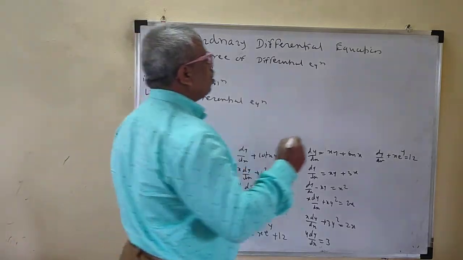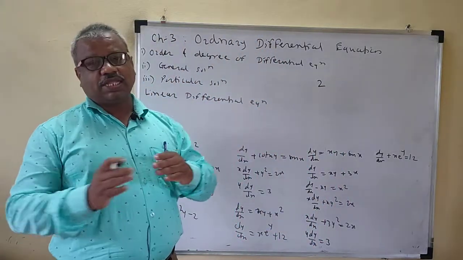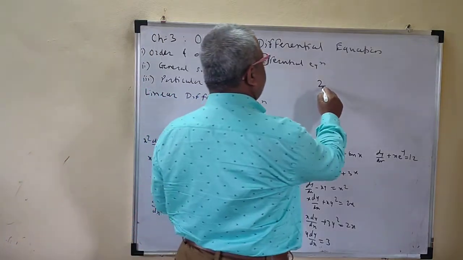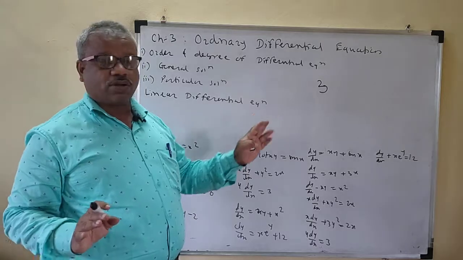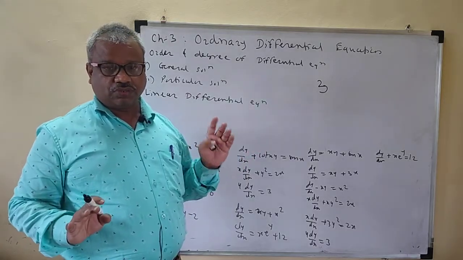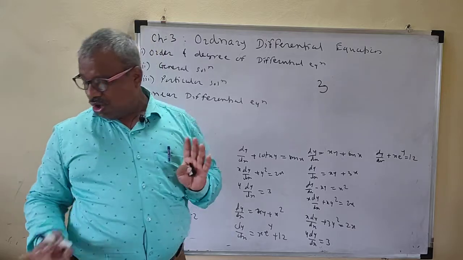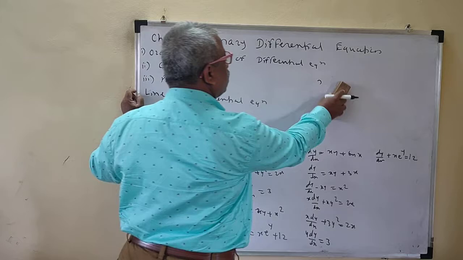If the order of the differential equation is 2, then there are 2 arbitrary constants in the solution. If the order of the differential equation is 3, then there are 3 arbitrary constants in the general solution. So the general solution means the number of arbitrary constants is the same as the order of the differential equation. And what does a particular solution mean?